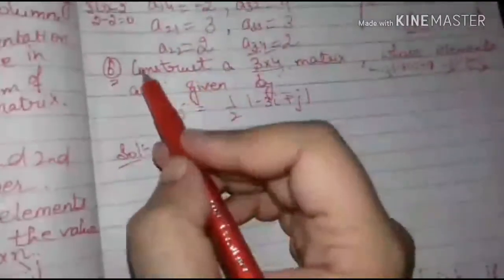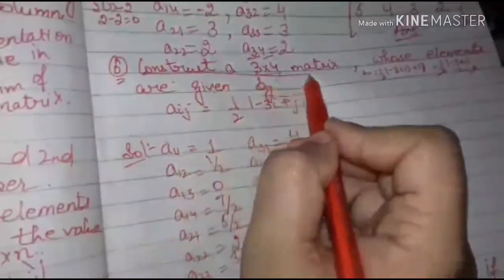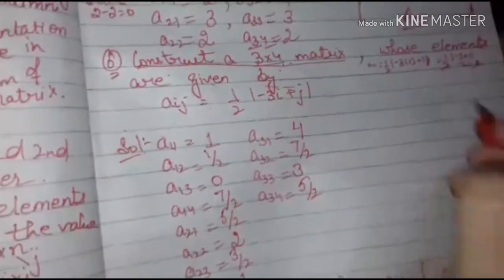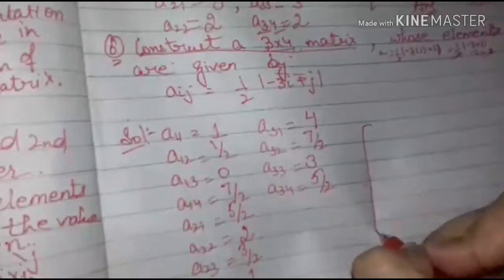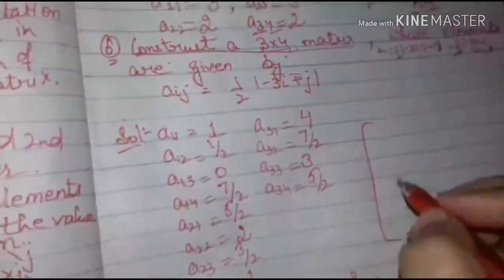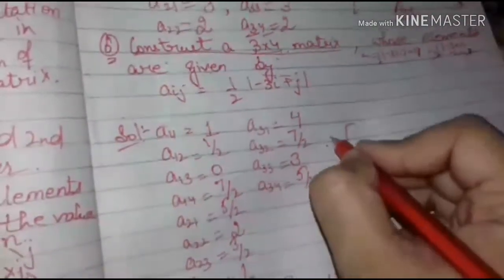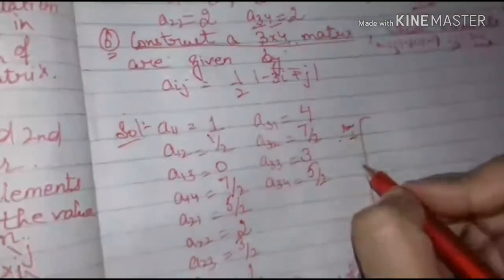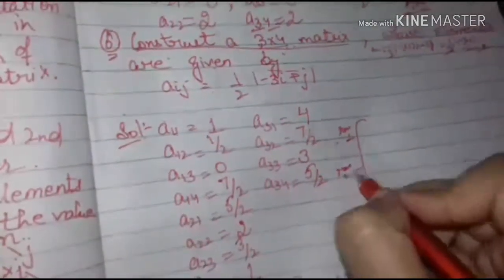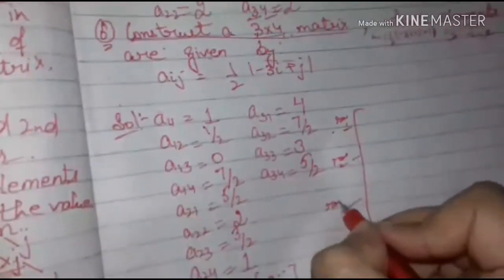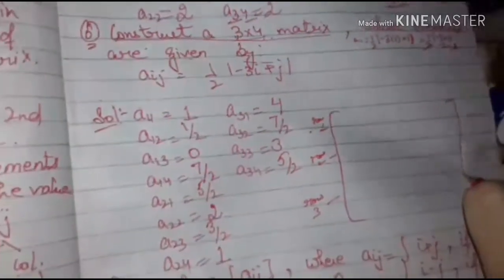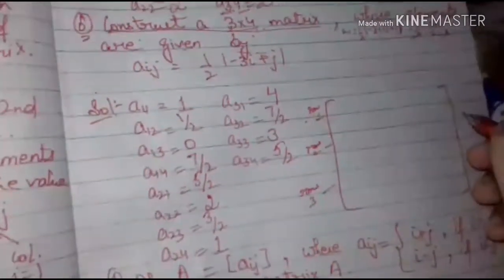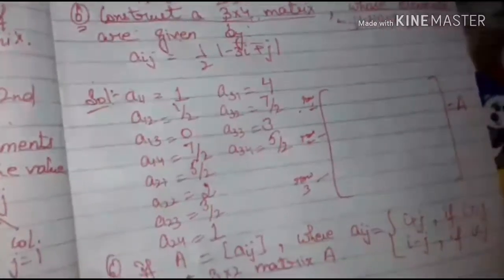Now we wish to construct a 3 cross 4 matrix. So here are 3 rows: row 1, row 2 and row 3. Name this matrix as A.